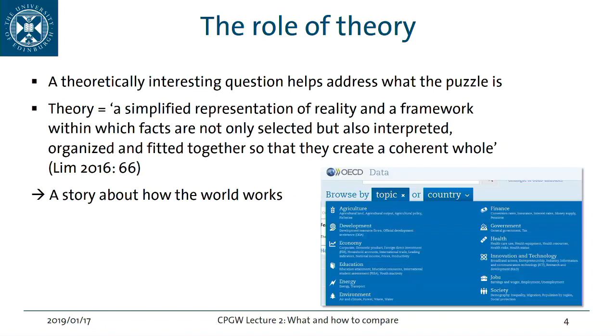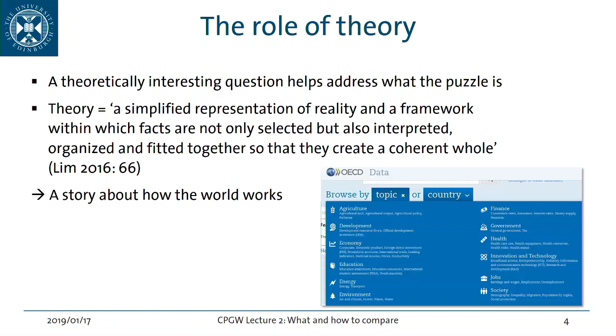So we are trying to find puzzles in the world, questions that we want to answer, and a theory can really help us develop what the actual question here is. A theory is nothing but a story about how the world works. That's how I've always described it. It specifies that things happen in a certain way because of other things. It's nothing but that.